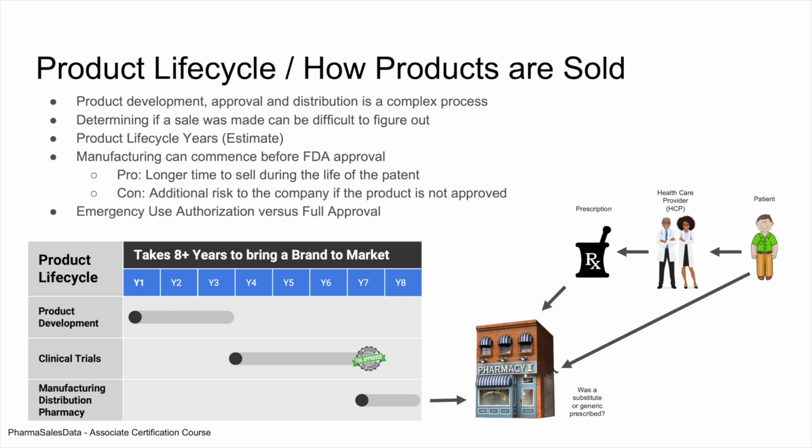Emergency use authorization versus full approval. This is very, very big right now with the COVID-19 situation. You can apply for emergency use authorization because so many patients are afflicted by a condition or a disease or a virus in this case, and therefore you can have it prescribed and have it given to patients before it's fully approved. The full approval process takes longer because you have to have more data. So data is the difference between emergency use and full approval.